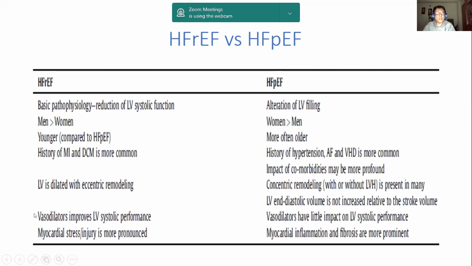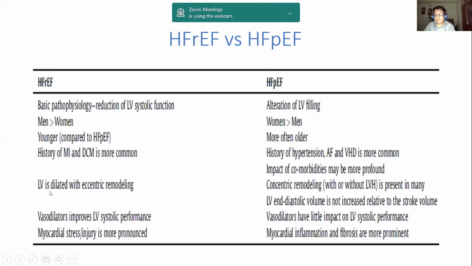And we already know all this difference between reduced ejection fraction and preserved ejection fraction. Here the systolic function is impaired, and here the diastolic function. More men suffer from reduced ejection fraction, contrary to the women, and in reduced ejection fraction the patients are relatively younger. Here the patient is older, because we know that the compliance of the heart decreases with age. Here the MI and dilated cardiomyopathy predominate, and here hypertensive heart disease, atrial fibrillation, and valvular heart disease are more common.